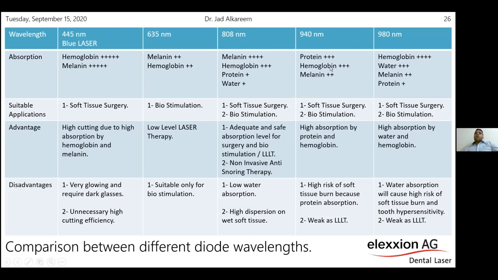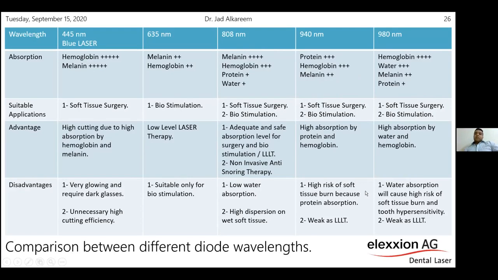Then we go to the 940. The 940 has a high absorption into the protein. It also has good absorption into the hemoglobin, but less absorption into the melanin compared to the 808. It can be used for soft tissue surgery. It can also be used for biostimulation. The advantage of it is that it has high absorption into the protein and hemoglobin, so it is very good for soft tissue surgery.